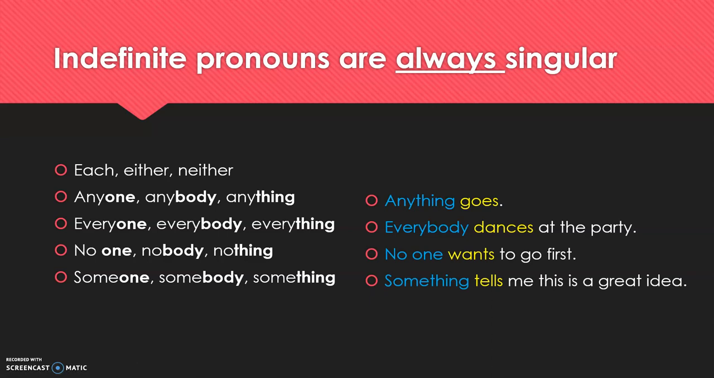If you pause the video for a moment, you can see examples here of singular verbs matched with a singular subject, because these pronouns, even though they might be referring to multiple people, still remain singular. For instance, everybody dances at the party. This is including a lot of people, but remember, body is singular. So therefore it gets a singular verb.